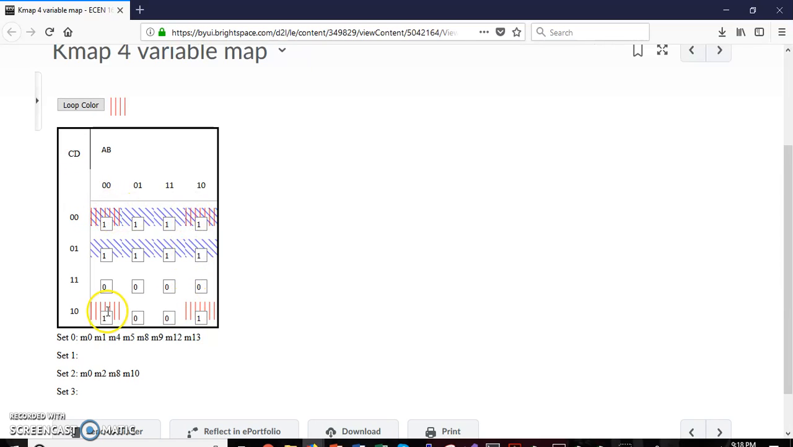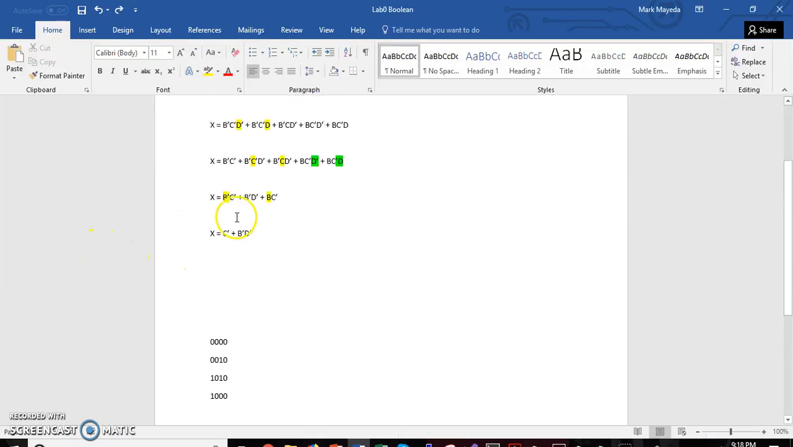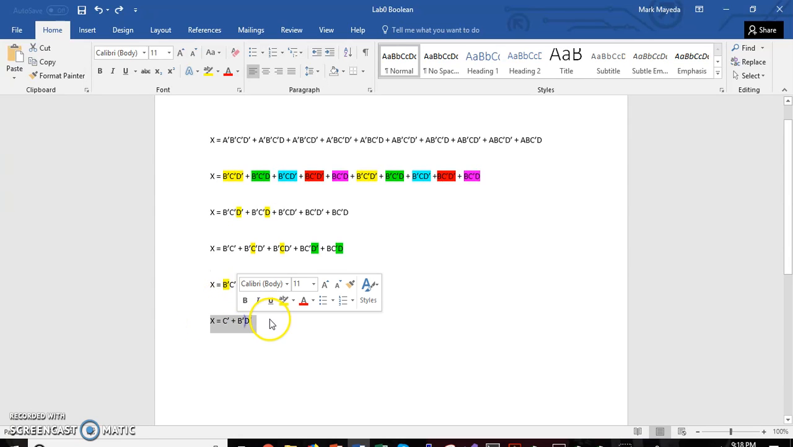And then for the four corners, a little bit trickier, but not bad. So we see here that A changes between the two, but it stays not B through the two columns. And then similarly, we see that it stays at not D, but C changes between the two. So we're left with not C or not B and not D, which, as luck would have it, is exactly what we found in our equation.